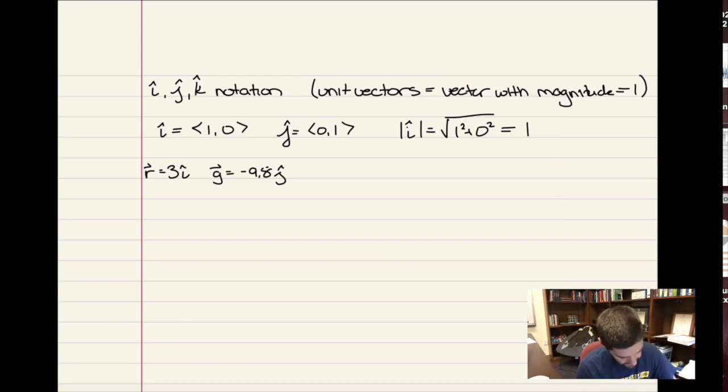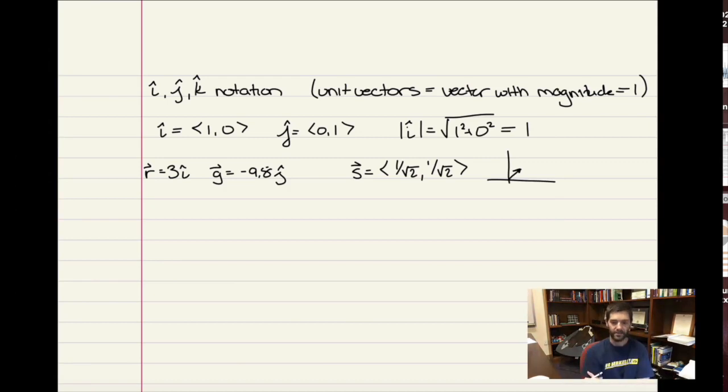And then there can be unit vectors that are not simple ones and zeros. For example, (1 over the square root of 2, 1 over the square root of 2). You can convince yourself that this is a vector that points diagonally at a 45-degree angle, and by calculating the magnitude, you can convince yourself that it also has a magnitude of 1.